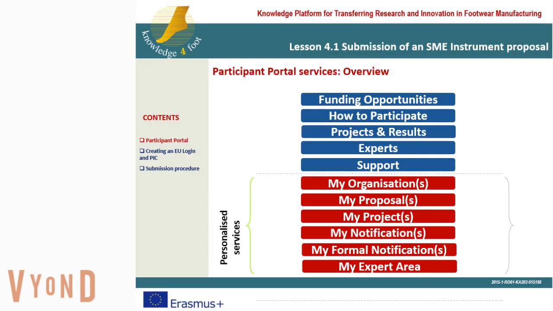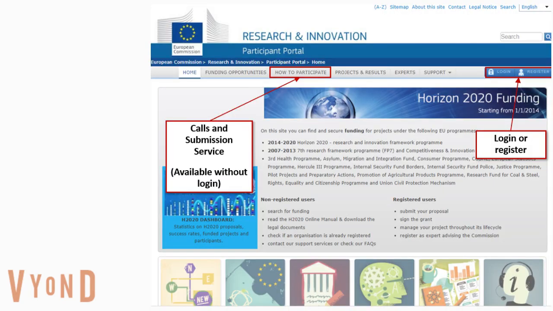The slide shows an overview of the Participant Portal services. Services marked in red are those available after logging in as personal folders. How to participate includes access to calls and submission service, available without login. Also, the submission service can be accessed after logging in.